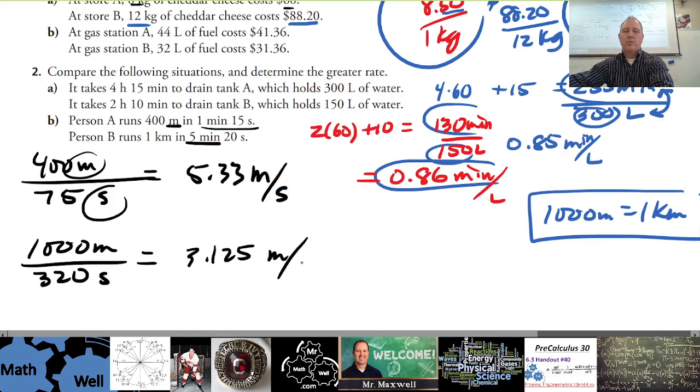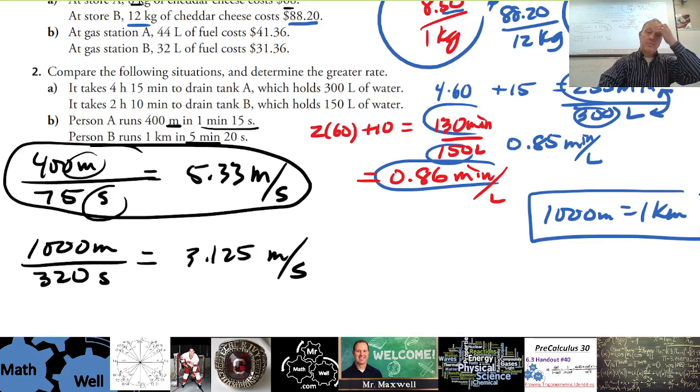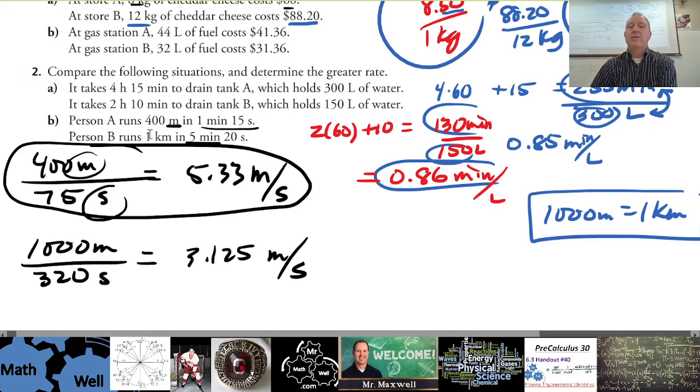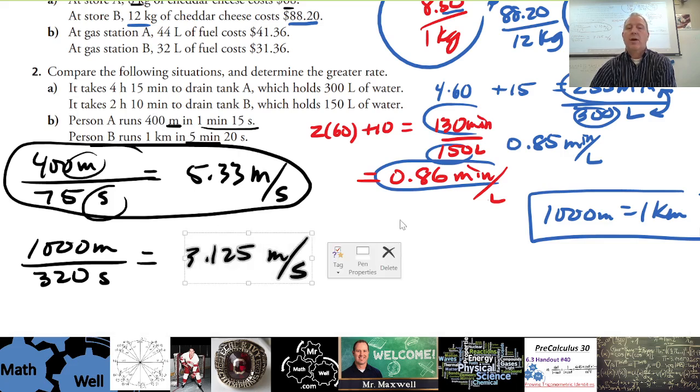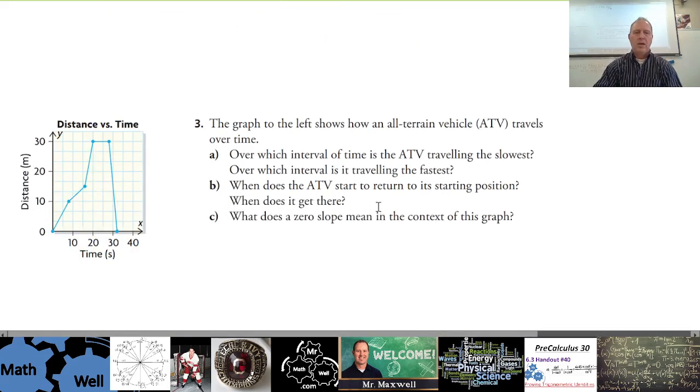3.125 meters per second. So obviously this person runs faster. Okay? And it would make sense if this is actually two real people, because if you run 1 kilometer, you're running more than double this one, so you can't keep up the same pace for that long, right? So the rate would be a little bit lower for sure as you run a longer period. Okay, let's keep moving on.